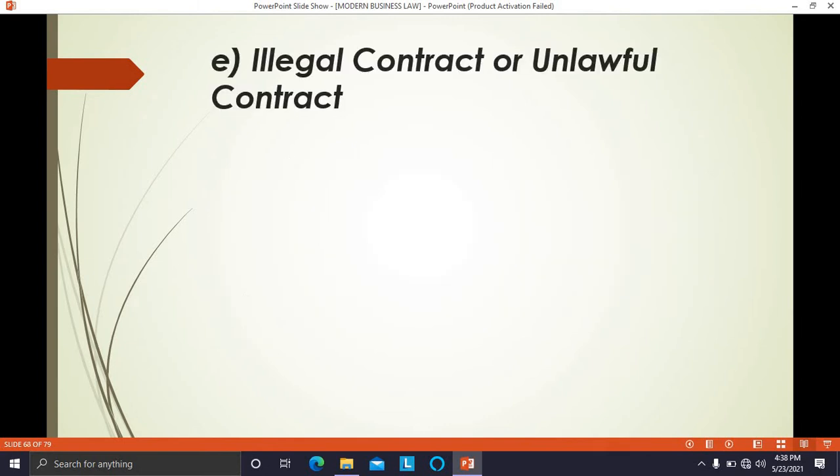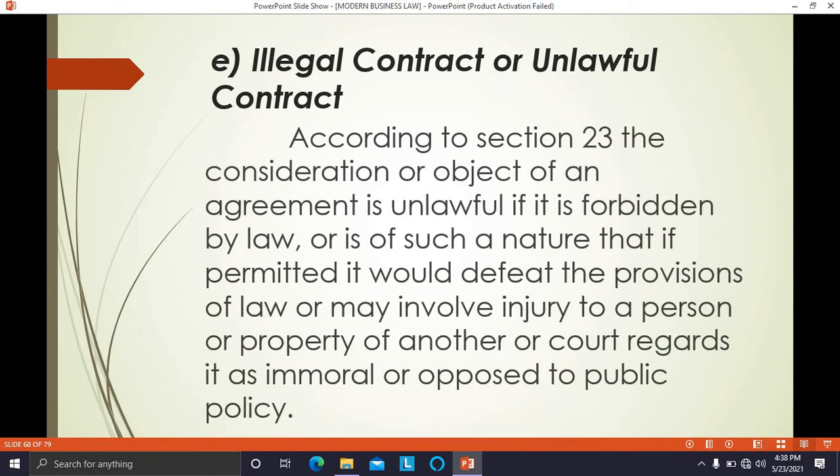The next type of contract is illegal contract or unlawful contract. Now, Section 23 of the Indian Contract Act says that any contract, the consideration or object of that agreement... Consideration means something in return. We have seen what it means by consideration. Consideration means both parties should give something and get something in return in the contract. That is called consideration.